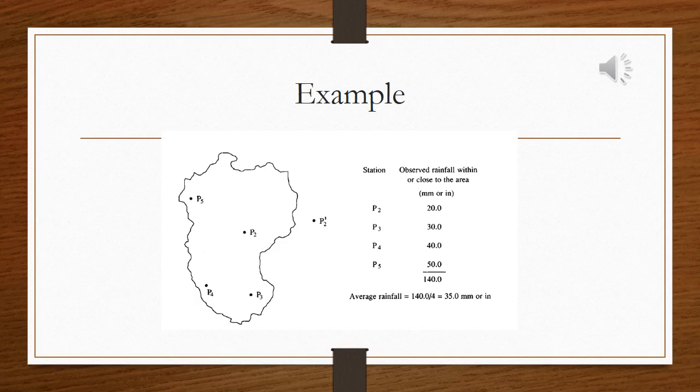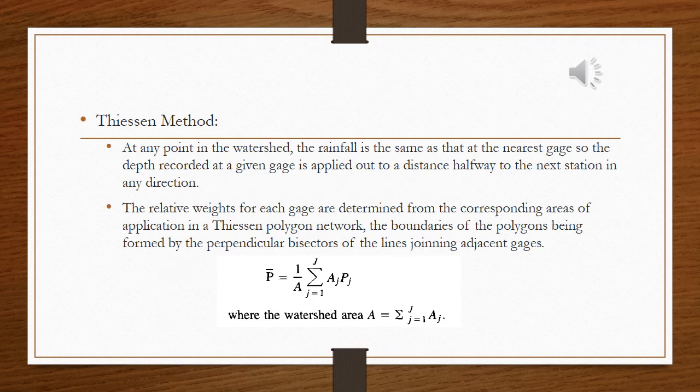We are going to add them together, so we found a total of 140 millimeters depth of rainfall occurred in these stations. We are going to take the average, which is dividing by 4, because we have 4 stations. So 35 millimeters for each station, let's say, and then we are saying in this area 35 millimeters of rain occurred in the certain period.